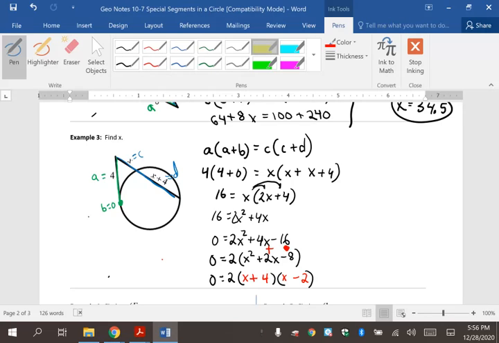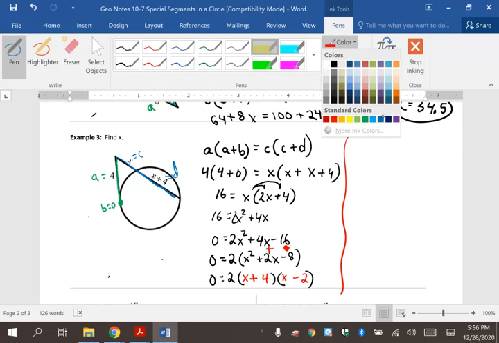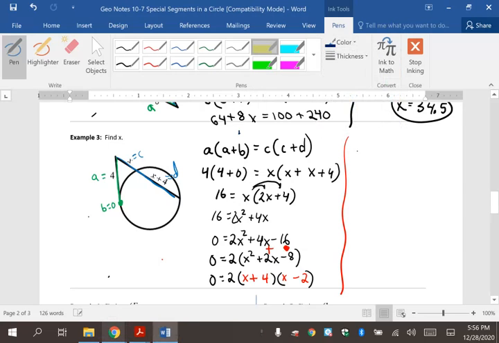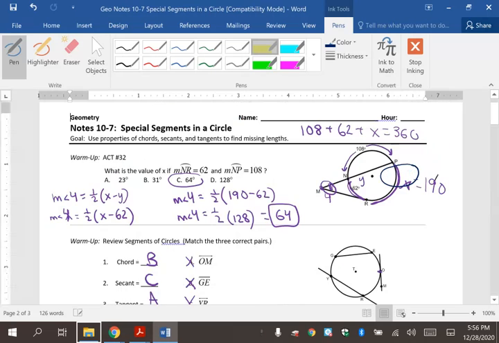So we are now going to use the zero product property, set each piece equal to 0. So 2 equals 0, x plus 4 equals 0, and x minus 2 equals 0. Well, 2 cannot equal 0, so that does not give us an answer. X equals negative 4, and x equals 2.